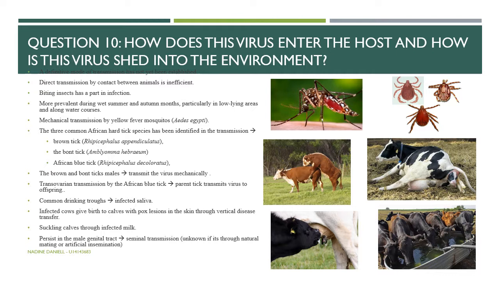Infected cows can give birth to calves with pox lesions in the skin through vertical disease transfer, and suckling calves that drink from a mother that is infected can get infected through the milk. It has also been proved that the virus is persistent in the male genital tract, which means that seminal transmission is possible. It is unknown if it's through natural mating or artificial insemination.